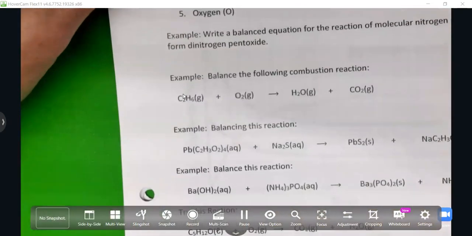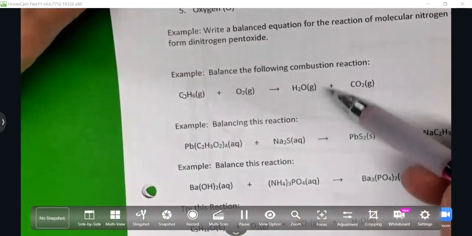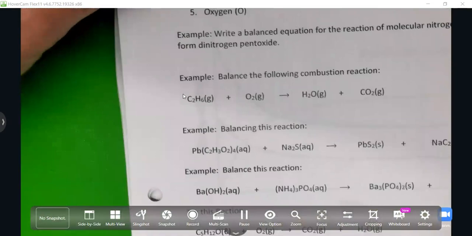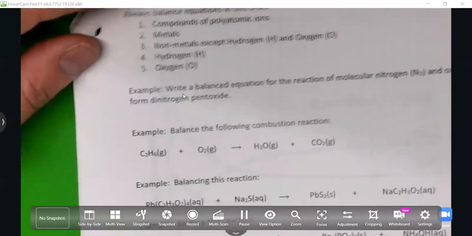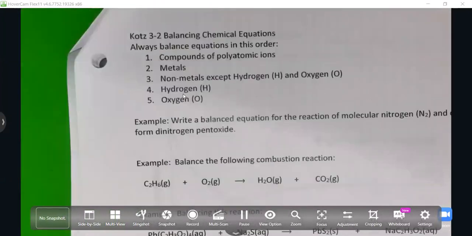Okay. 3-2 is balancing equations. And I wish OWL would give you something like this. So this is the order that you should balance equations.